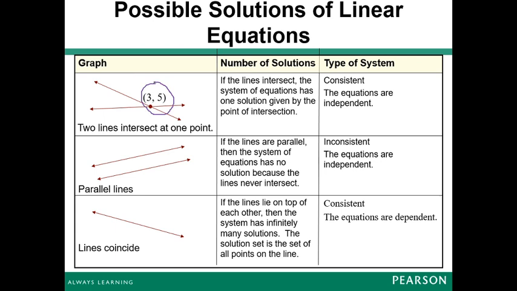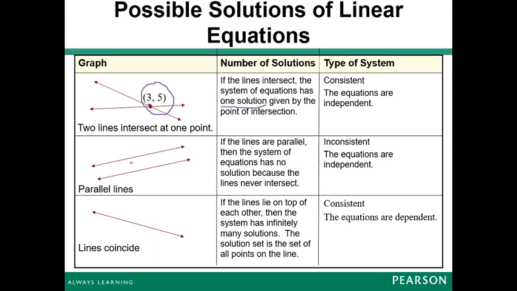Look at that. We have one solution. What type of system is it? In this case, it's consistent and the equations are independent. But we can also find parallel lines. If the lines are parallel, then the system of equations has no solution because the lines never intersect.